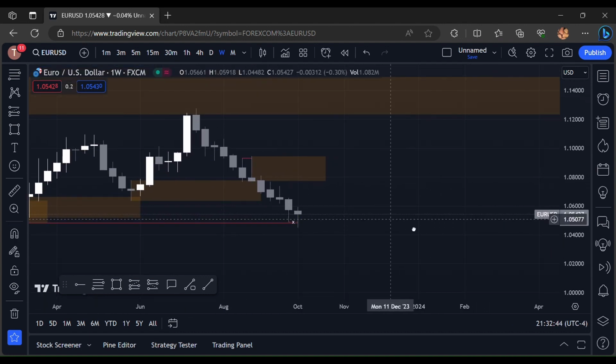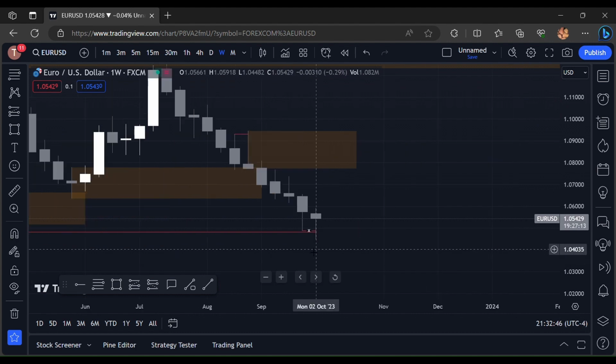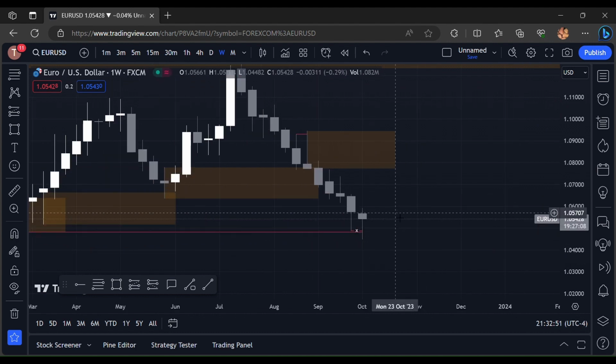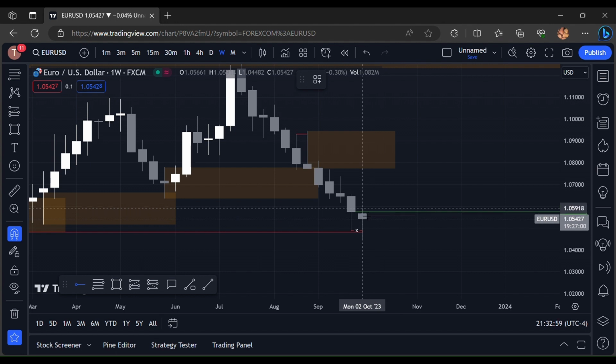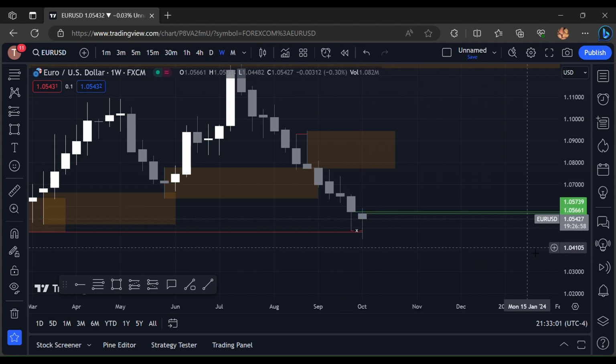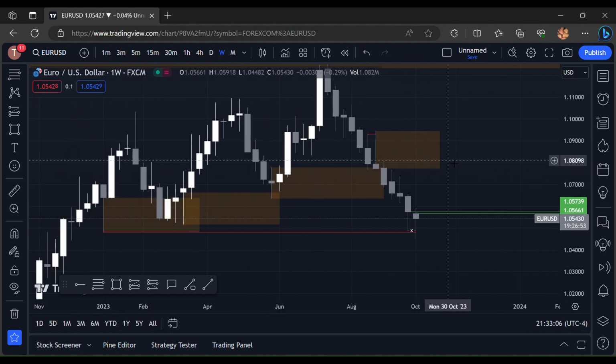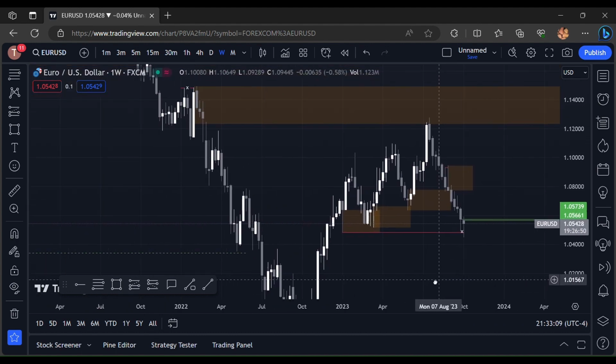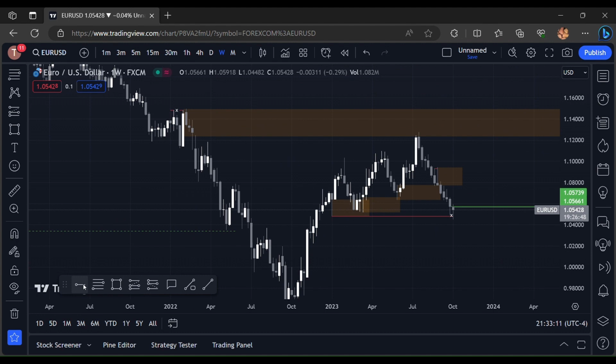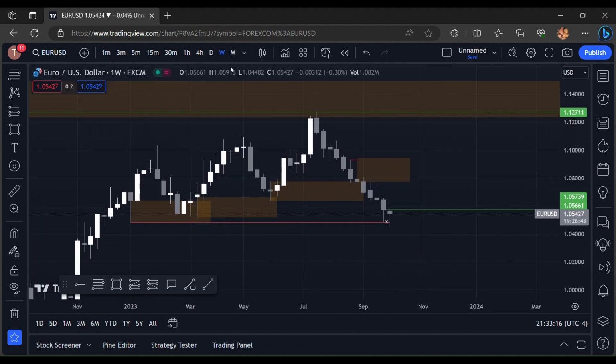We have also swept the low of this candle. So in the weekly, we are also having, I guess, a volume imbalance over here, which needs to be filled. So why am I considering volume imbalance? Because the market is already responding from a volume imbalance over here. Okay, so let's move into the daily time frame.